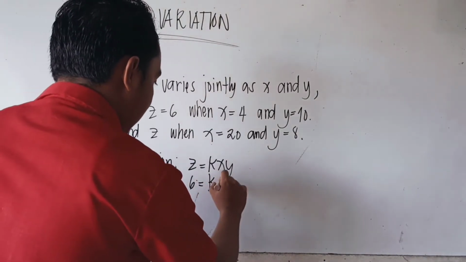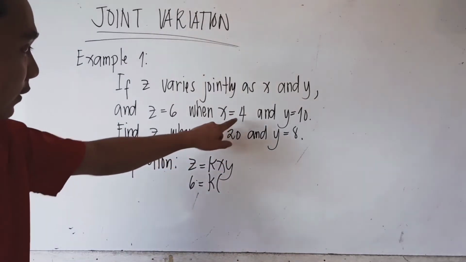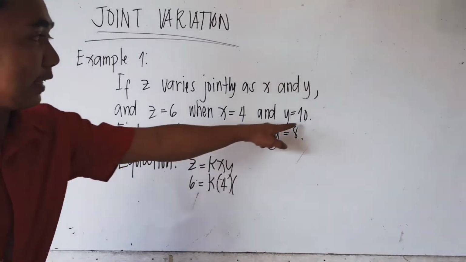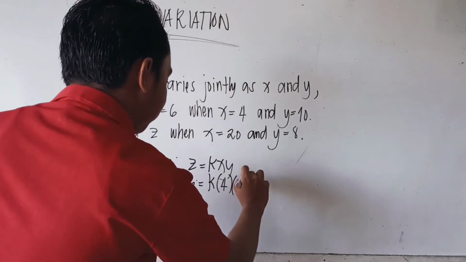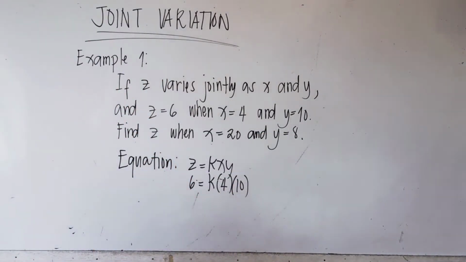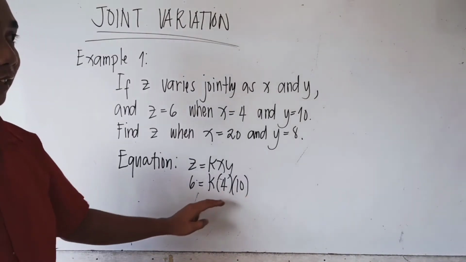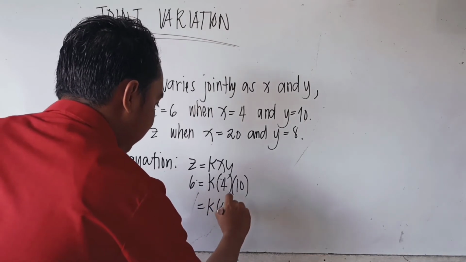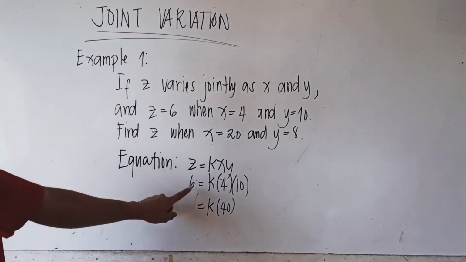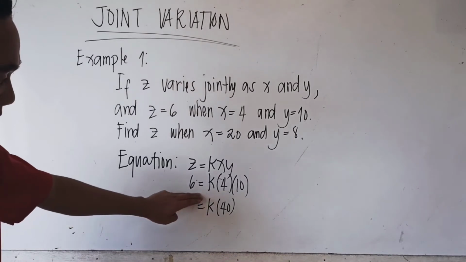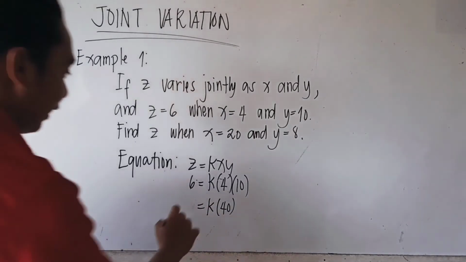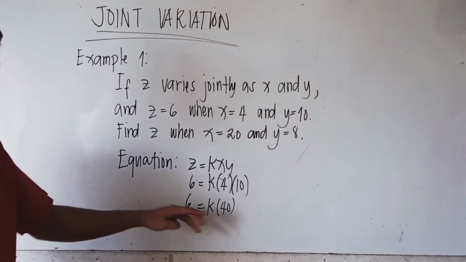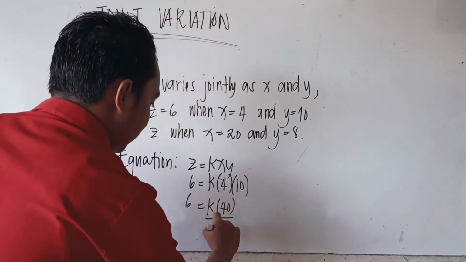So, k times yung x po namin is 4. And then, yung y is 10. Okay, so para makuha yung k, syempre, multiply po muna natin to. 4 times 10, that is 40. Okay? And then, yung 6, syempre, kokopyahin lang natin. Okay? So now, para makuha yung k, syempre, divide both sides of the equation by 40.